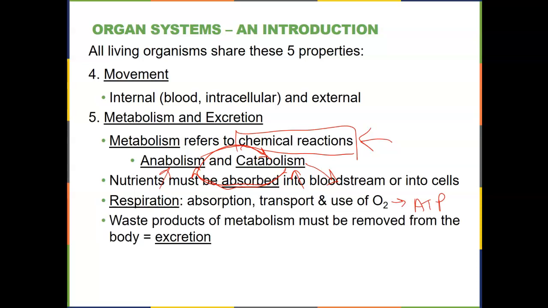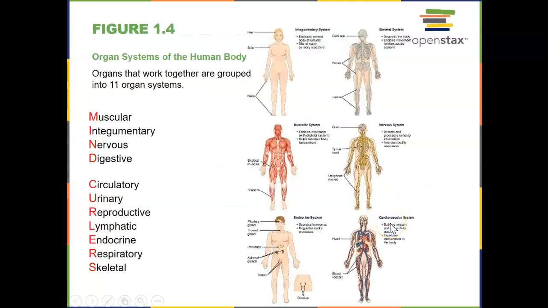And excretion is the removal of waste products from the circulatory system and also from the respiratory system. We do excrete CO2, or not excrete, but release it. And excretion of waste products like ammonia go out through our urinary system, through the kidneys.